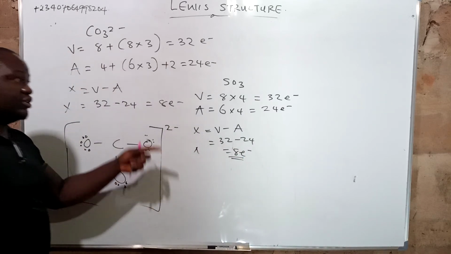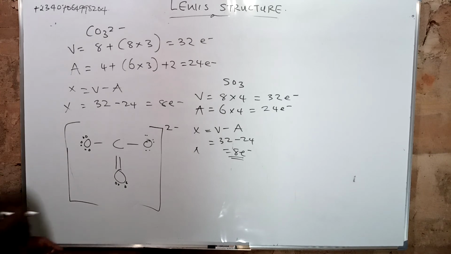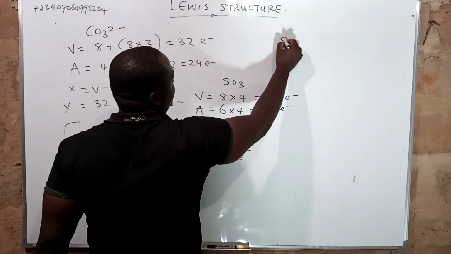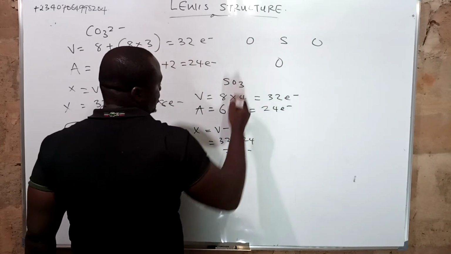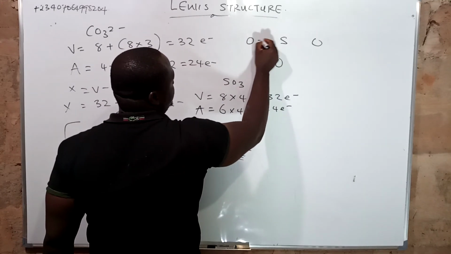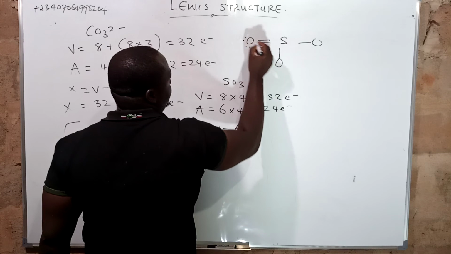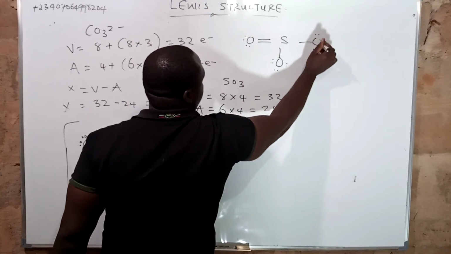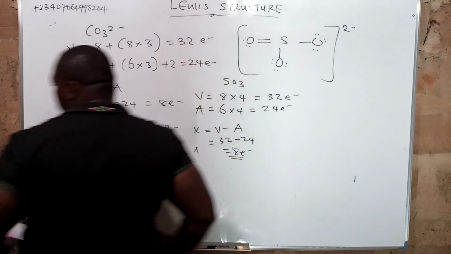If this is 8 electrons, of course, sulfur is the least electronegative element. So you have S, O, O, O. And so remember, it's 4. Of course, this is the structure.